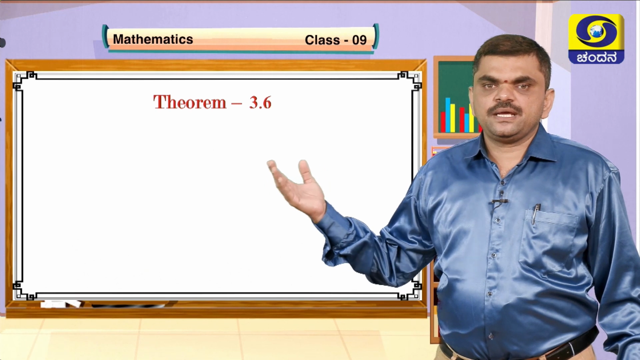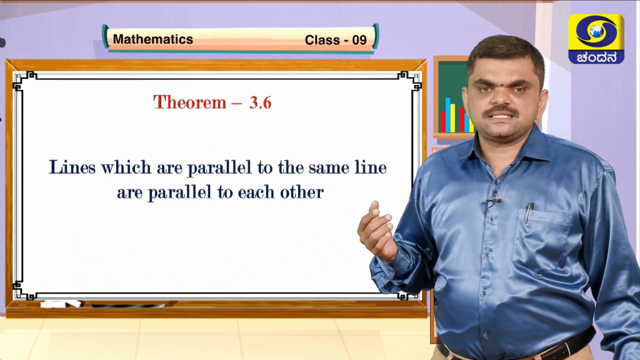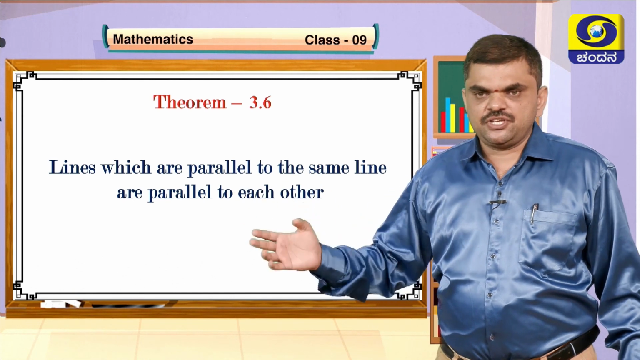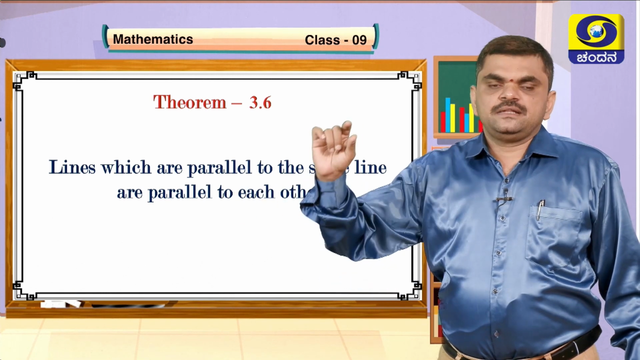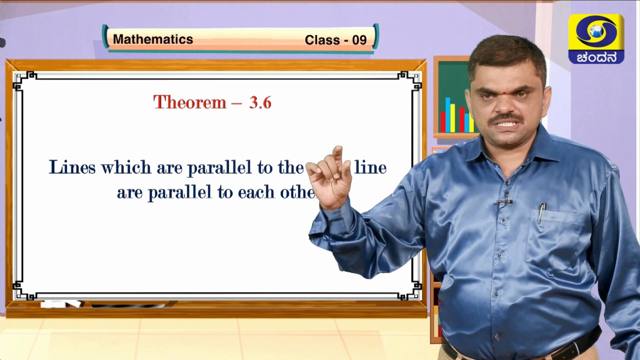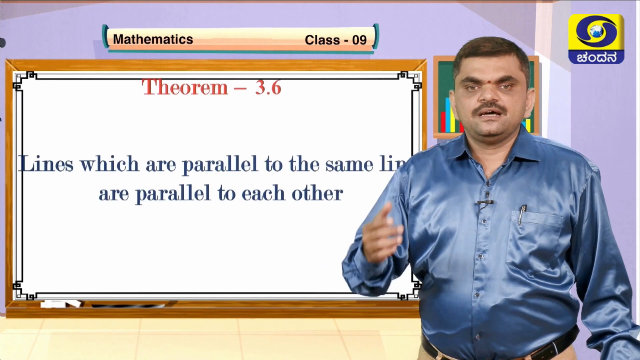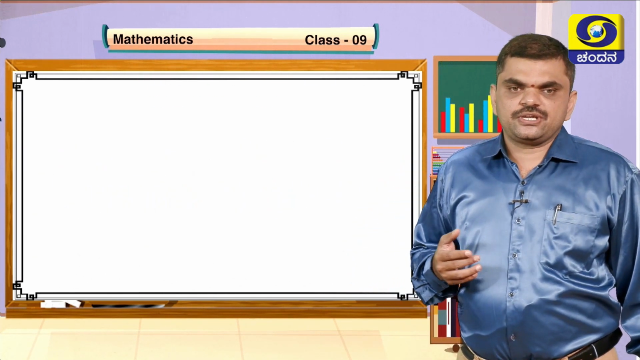Next, theorem 3.6. What does it say? Lines which are parallel to the same line are parallel to each other, which means there are two parallel lines. There is a third line which is parallel to the first line. Then those three lines are parallel to each other. Let us see diagrammatically, children.